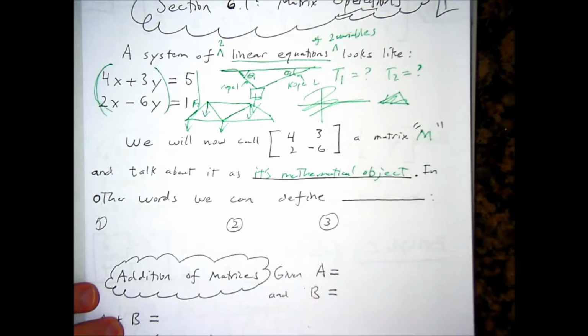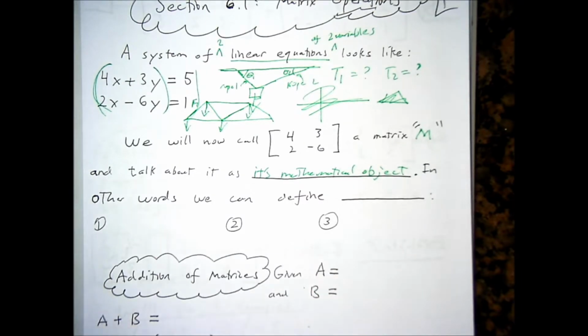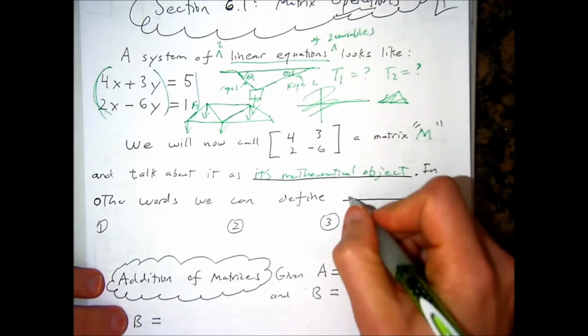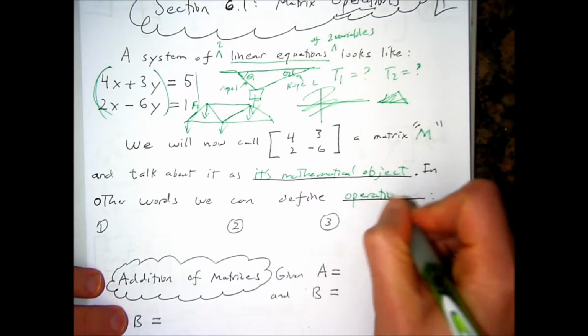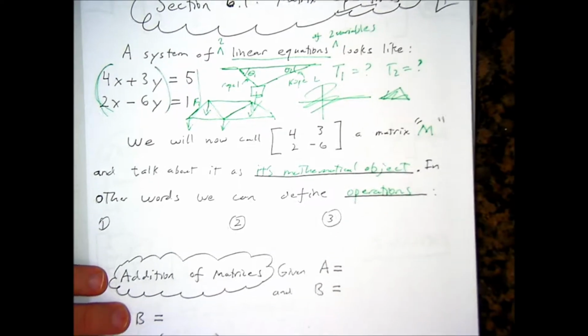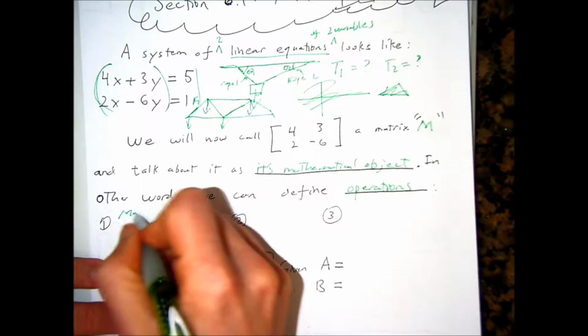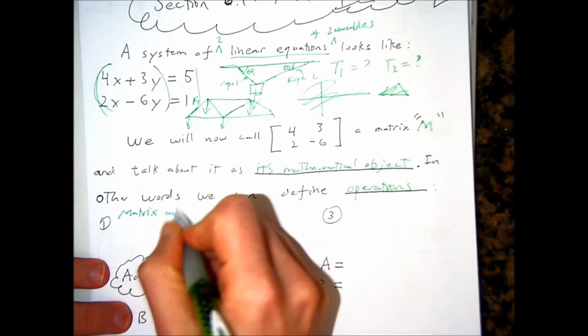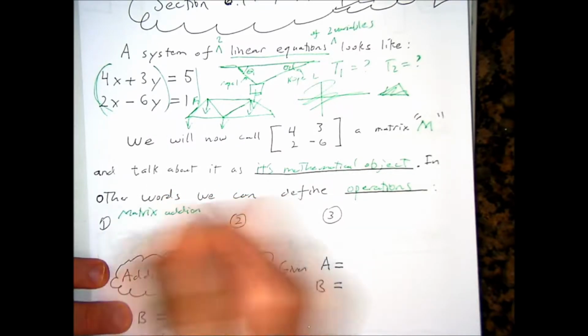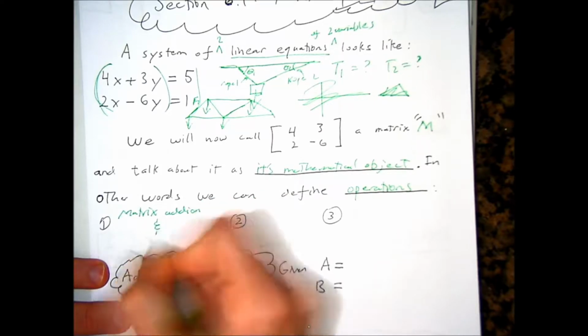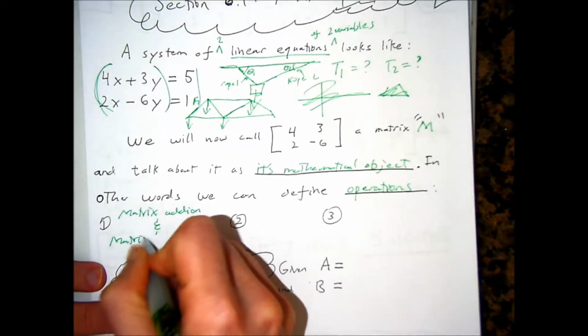And what I mean by that is we can take a matrix and define a set of operations that we can do with multiple matrices. So we can define operations. The first operations are going to be matrix addition and matrix subtraction.